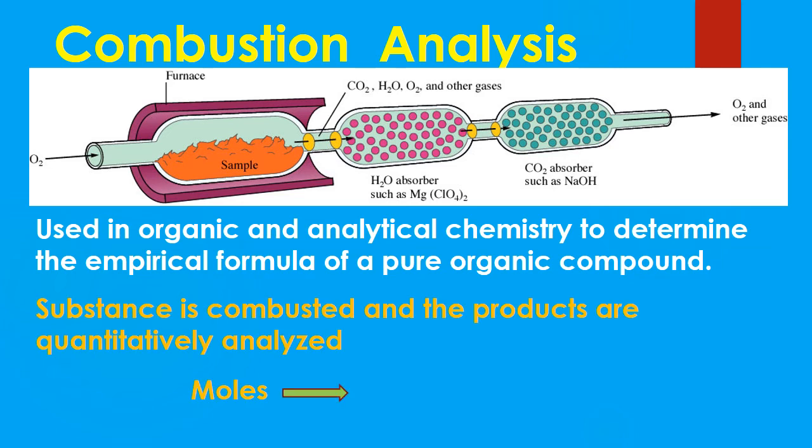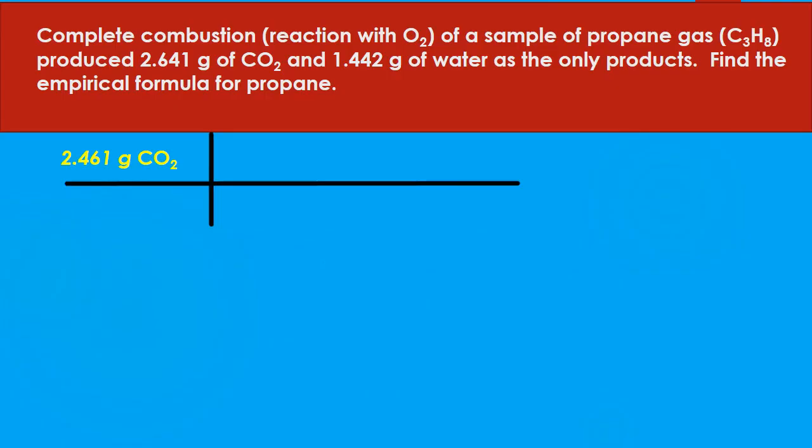So once the substance is combusted, the products, usually carbon dioxide, water, and oxygen gas, can be analyzed to determine the empirical formula. So we get mass, we go to moles, and then we do empirical formula. So let's look at an example.